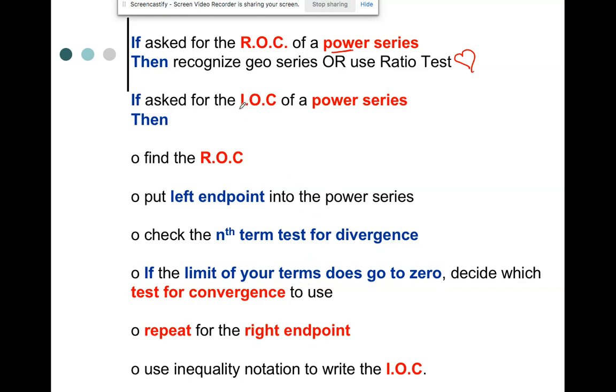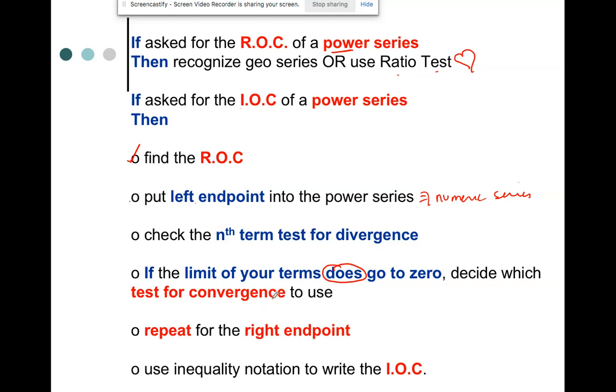However, if you are asked for the interval of convergence, not open interval, just interval of convergence, then first you find the radius of convergence using the ratio test. Then you put the left endpoint into the power series, and you now have a numeric series. You always check the nth term test first. It's the fastest and easiest test, and if it's divergent, you're done. However, if the limit of your terms does go to 0, then decide which of those convergence tests to use, right?